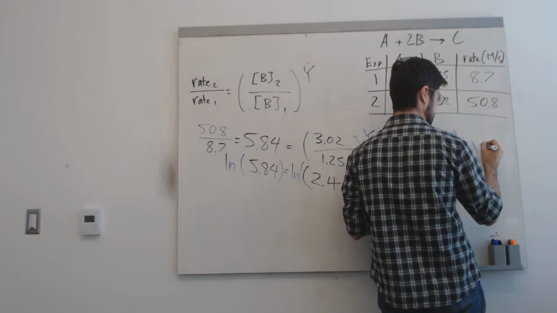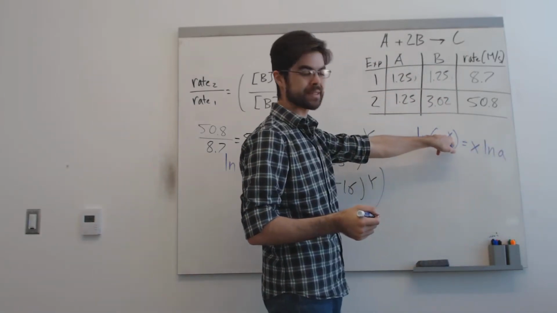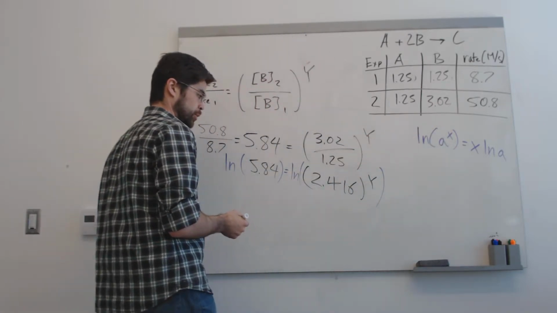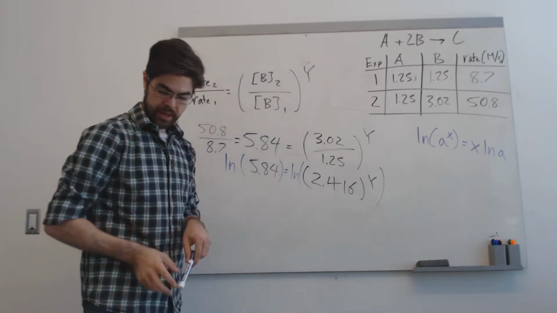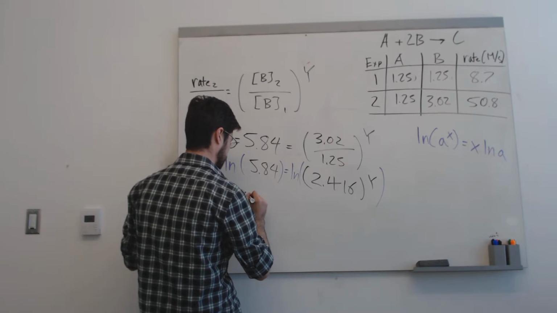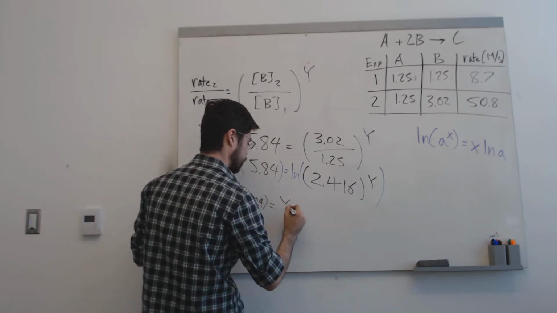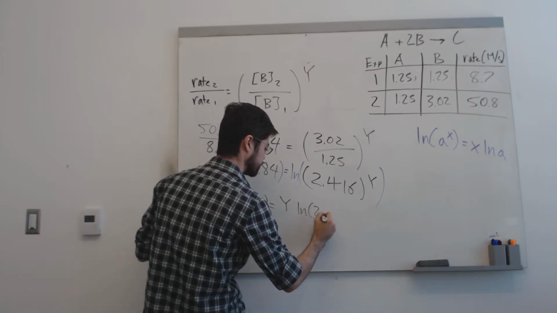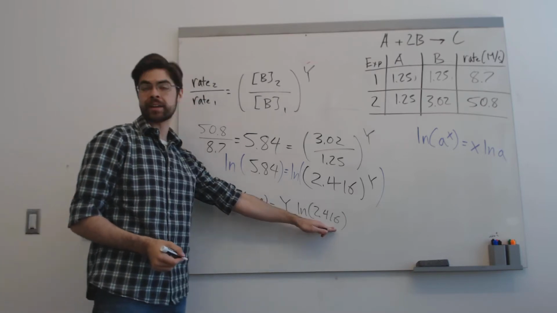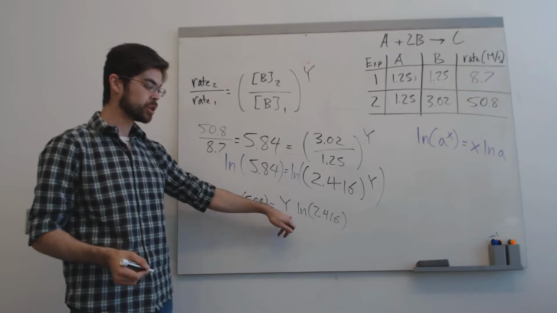It's a general rule of logs that natural log of a to the x is the same thing as x times natural log of a. So I can take an exponent inside of a natural log and bring it out. What I'll be left with is natural log of 5.84 is equal to y times natural log of 2.416. And I can calculate this natural log on a calculator.